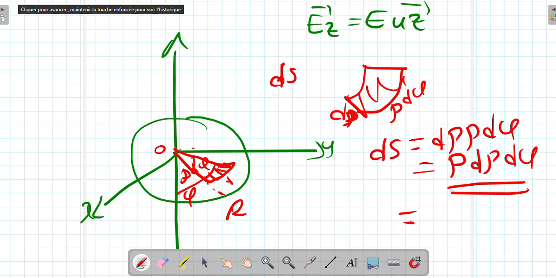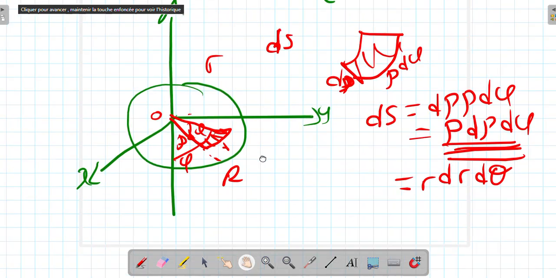Some people use other notations, of course. This rho they can use a smaller r, so it's going to be r dr d theta, just depending on your school. But it's the same thing, it's just a notation. For now, we're going to stick to this notation. This phi can be theta.